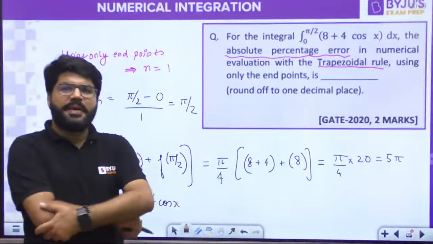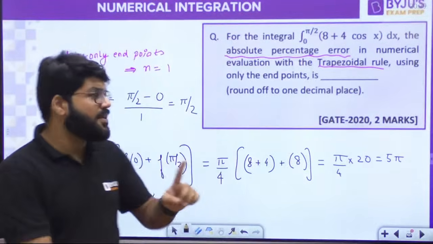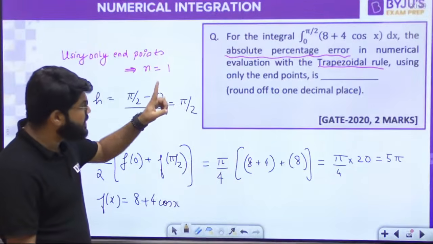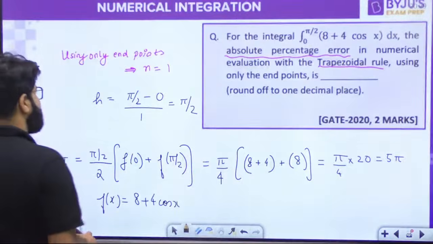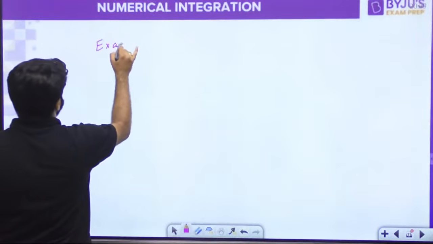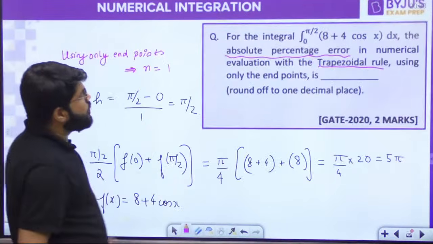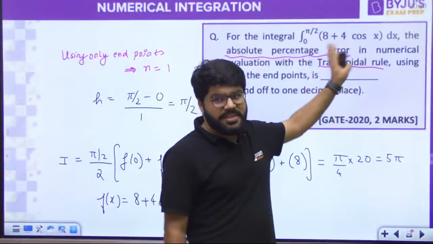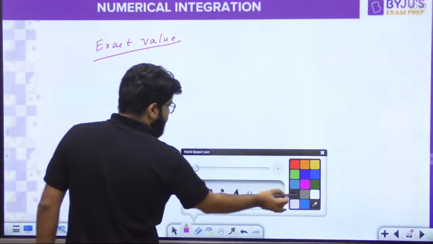So the answer is 5 pi. That is the answer by the trapezoidal rule. But the question is asking for the absolute percentage error. For that I will be needing the exact value also. What is the exact value? And for error based questions, the integral will be given which is simple to integrate. So exact value निकालना है.